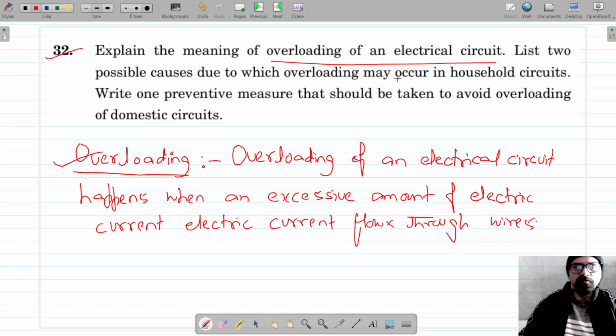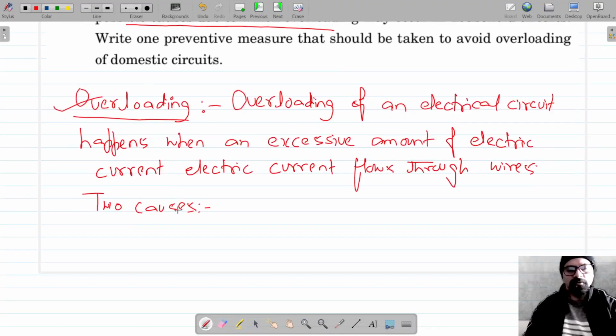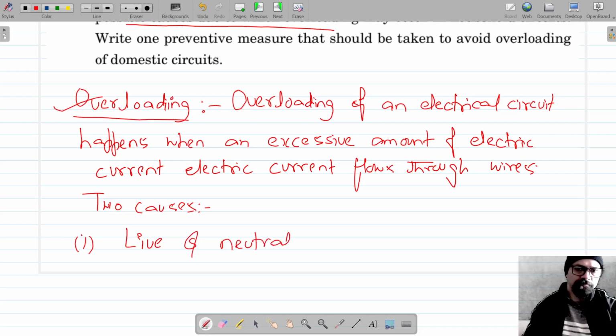Okay. So this is overloading, and list two possible causes. I'm going to mention two causes for this. So this is exactly how you should answer this question. When does overloading happen? When the live wire and neutral wire come in contact with each other. This is possibly due to the melting of the insulation of the line and the neutral wire.